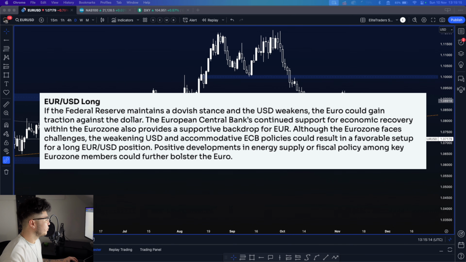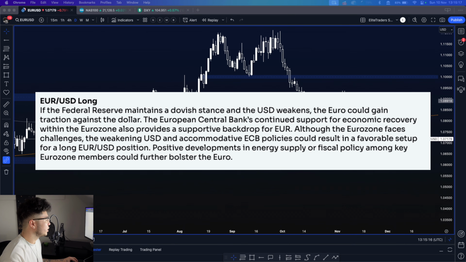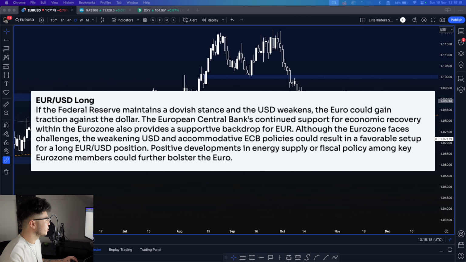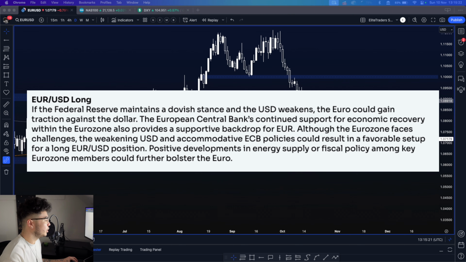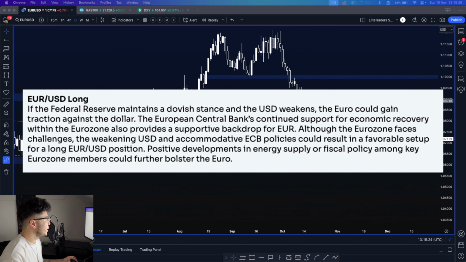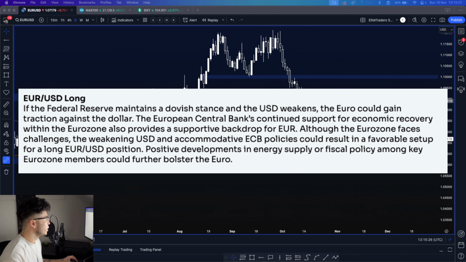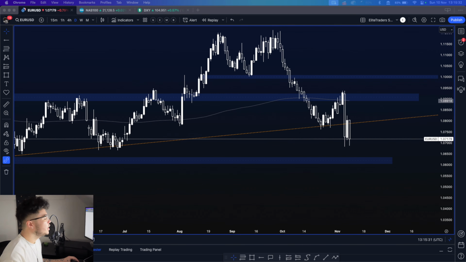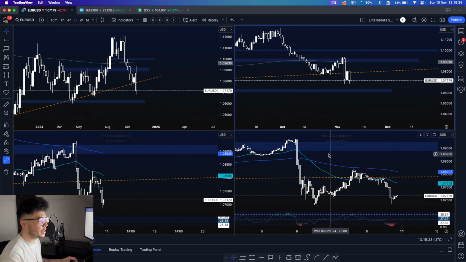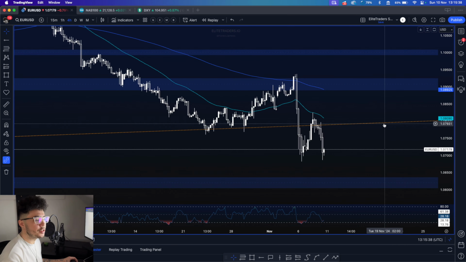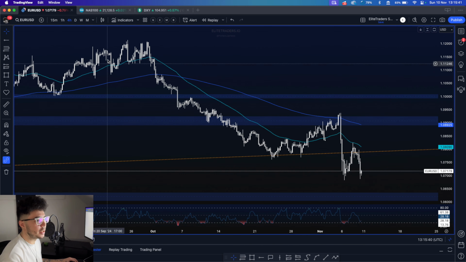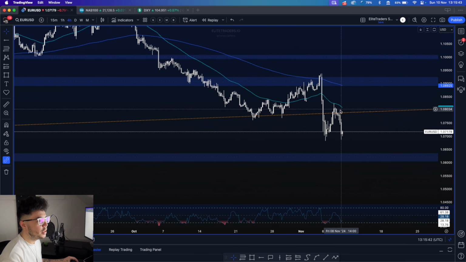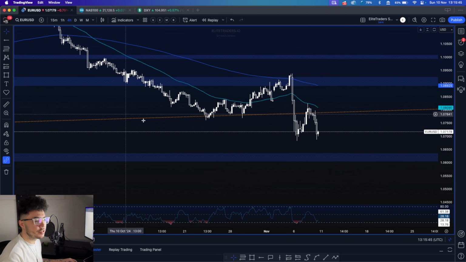Although the Eurozone faces challenges, the weakening USD and accommodative ECB policies could result in a favourable setup for a long on Euro USD. Positive developments in energy supply or fiscal policy among key Eurozone members could further bolster the euro. So again, this isn't a clear-cut trade. It's not a case of just buy here and it'll be fine. But there's potential there for this trade to actually start heading back to the upside after we've seen such a huge decline.